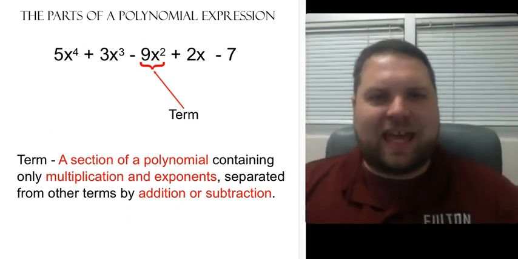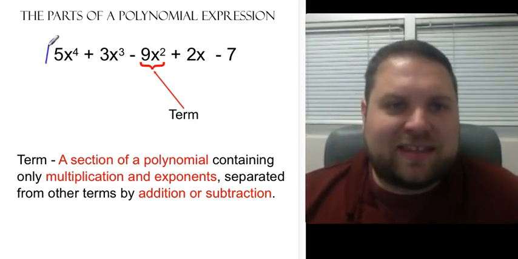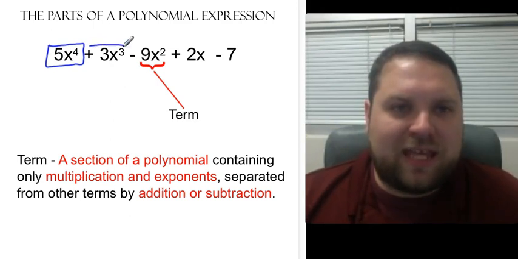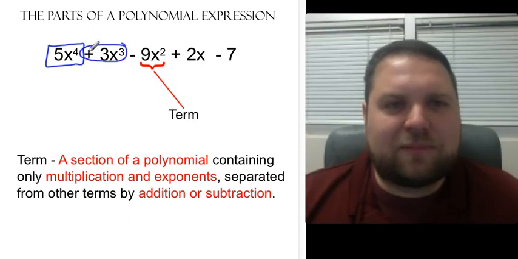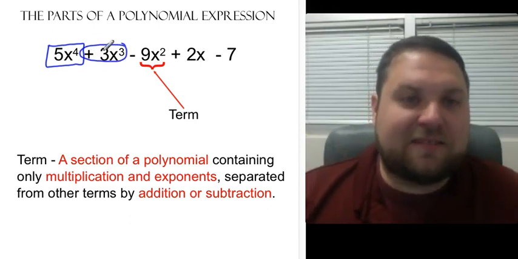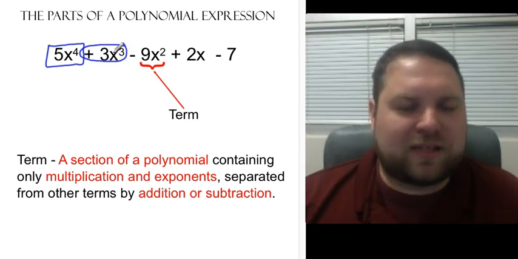So let's look at how many different terms we have here. In this polynomial, we've got this 5x to the 4th. Notice that that contains multiplication, exponents, but no addition or subtraction. Then we have this term right here, and I've included that plus sign, but I only want you thinking of that plus sign as being the sign of that coefficient. So that just means a positive 3. So positive 3 times x raised to the 3rd power, just multiplication and exponents, that's a term.